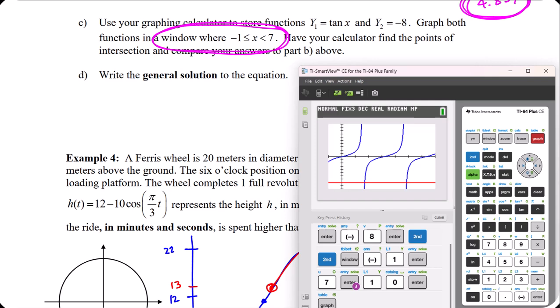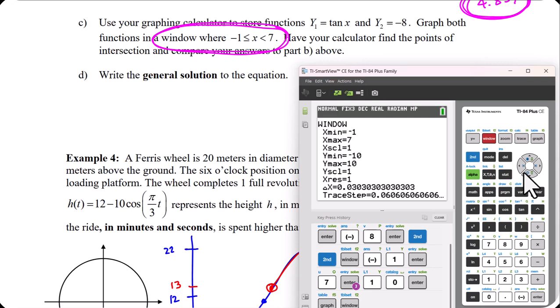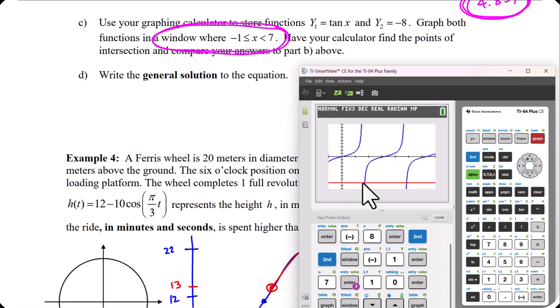notice I have a few places where the red line, negative 0.8, hits the blue graph, which is the tangent graph. And let's go back left. So I'm going to go to Window, and, well, they wanted the x minimum to be negative 1, so I'll leave it. So go back to our graph. Let's find this point of intersection right here.